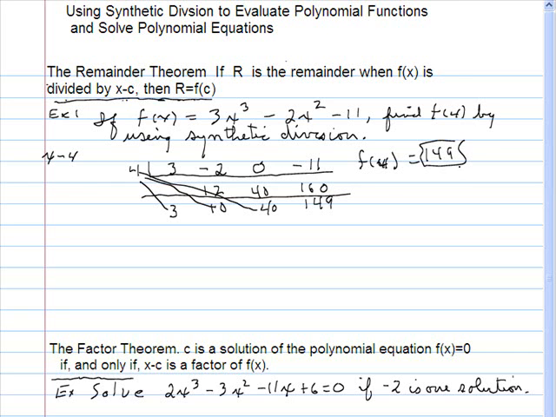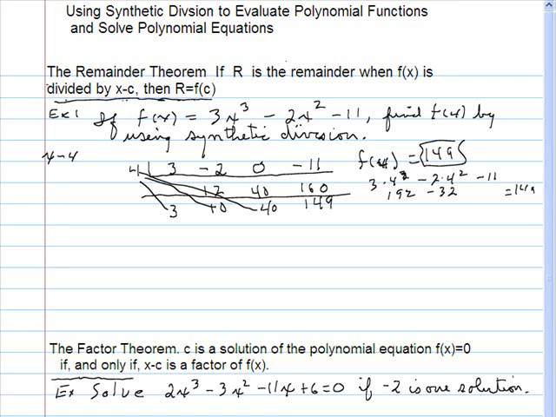Now, let's see if that's true, just to check the theorem out. If I do 3 times 4 cubed, that's 3 times 64, so that'd be 192, plus minus 2 times 4 squared, which is 16, so that'd be minus 32, so that would give us 160, minus 11 is 149, so it worked just fine. The remainder was actually f of 4.